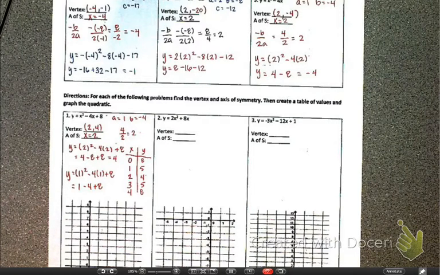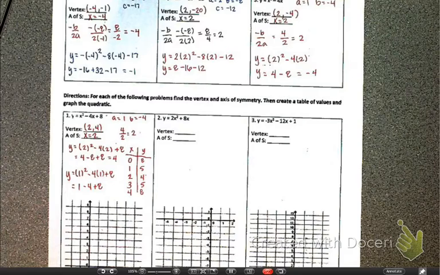Shouldn't it be 2x squared plus 1 minus 4 plus 8? Which one are you on? The one right on the bottom. The first one? Where are you getting 2x squared from?